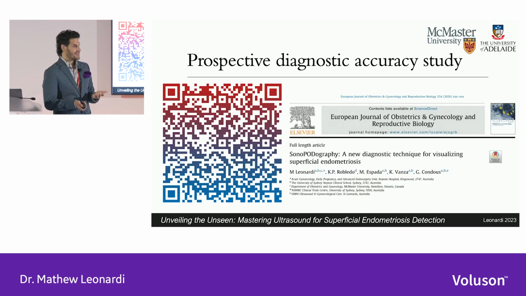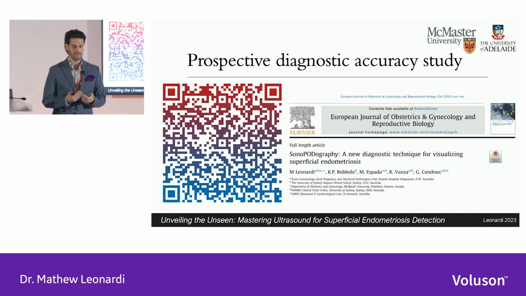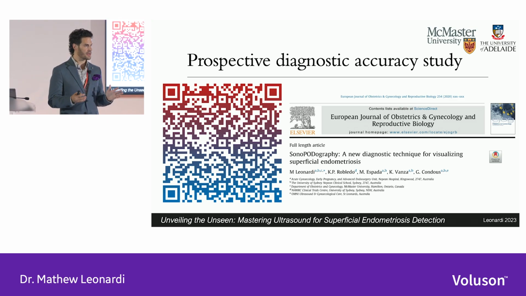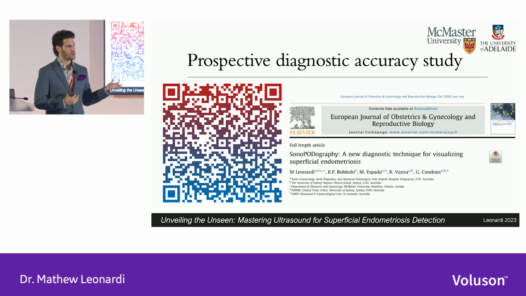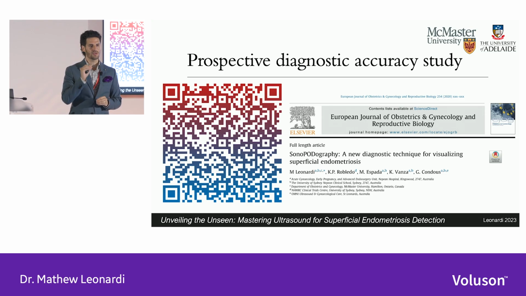And we did study it. So this is something that we can say is useful. Is it perfect? No. Is anything ever perfect? No. This is a QR code that will take you to this article, and it was the first ever, again, as far as I'm aware, prospective diagnostic test accuracy study on direct visualization of endometriosis deposits.